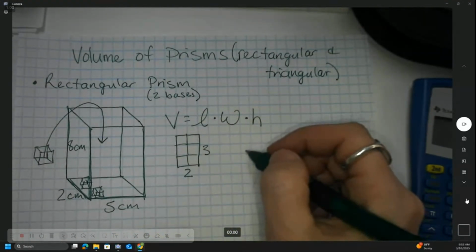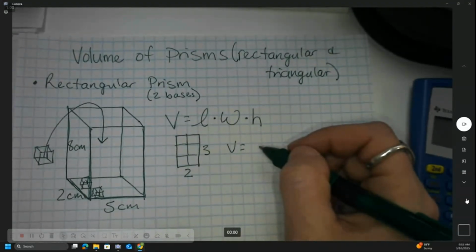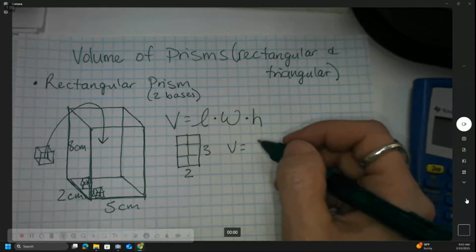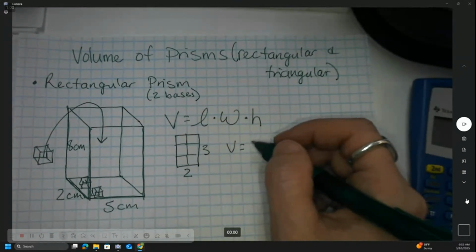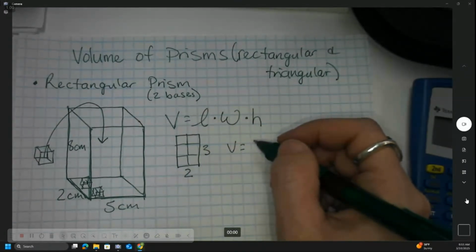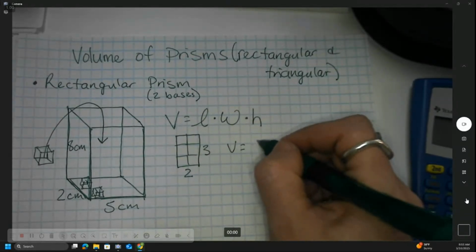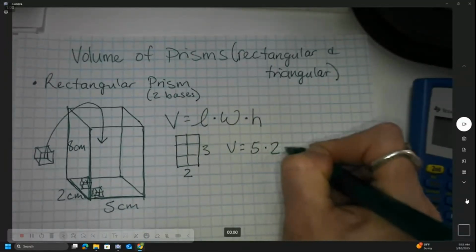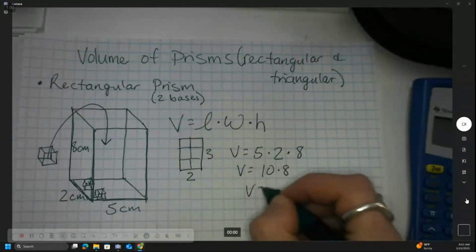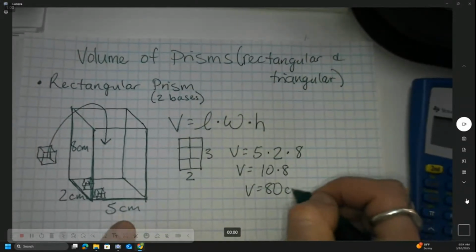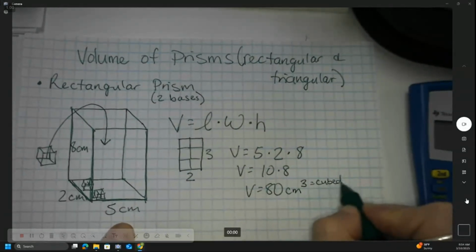Remember, order doesn't really matter when you're multiplying straight across, okay? You could do 8 times 2 times 5, 5 times 2 times 8, but I do want you to start identifying what the height is, what the width is, and what the length is of these 3D solids, because it's going to matter in a couple lessons. So again, the length looks like it's 5, the width is 2, the height is 8. Go ahead and solve it. That's 10 times 8. Volume is 80, but 80 what? Centimeters cubed.